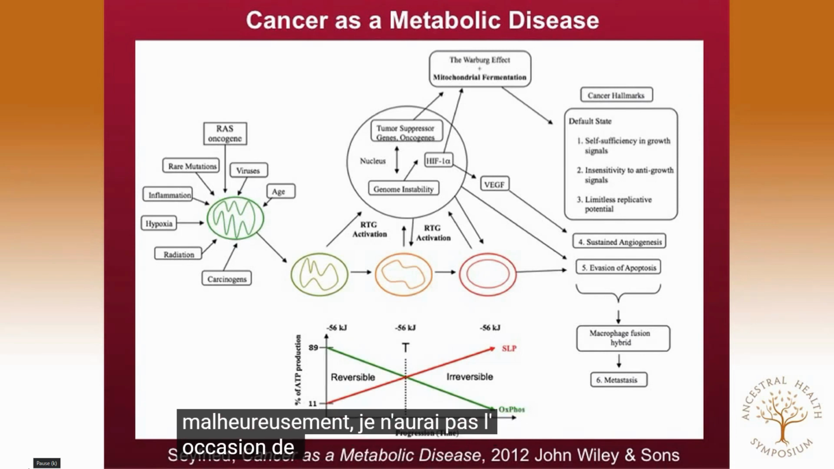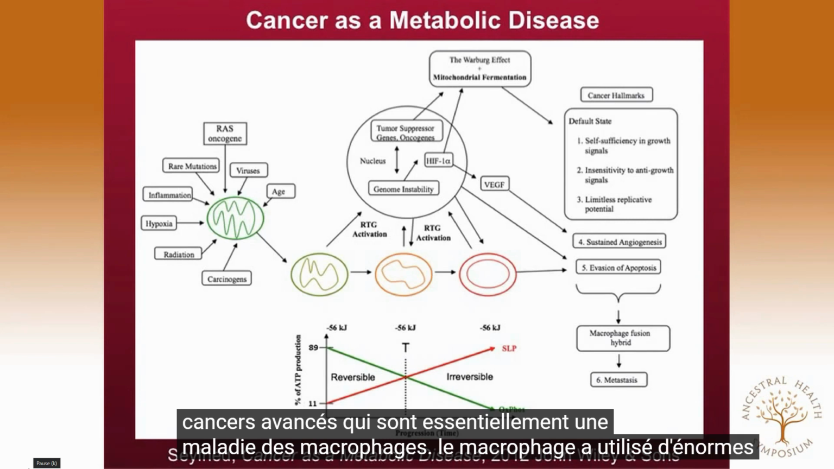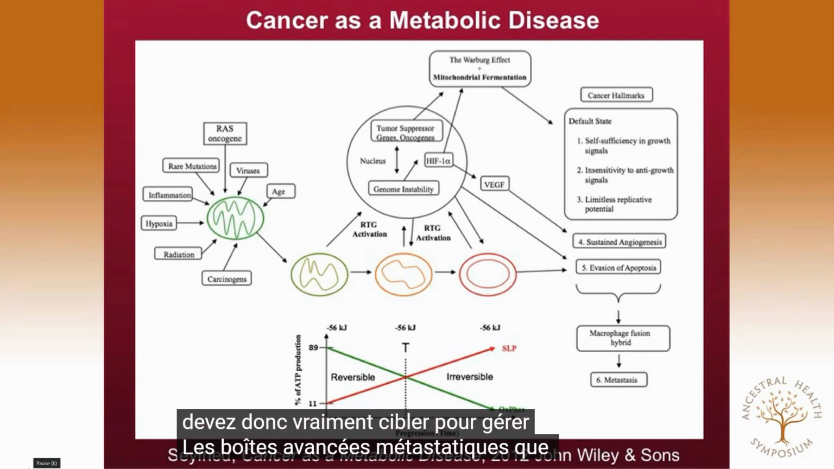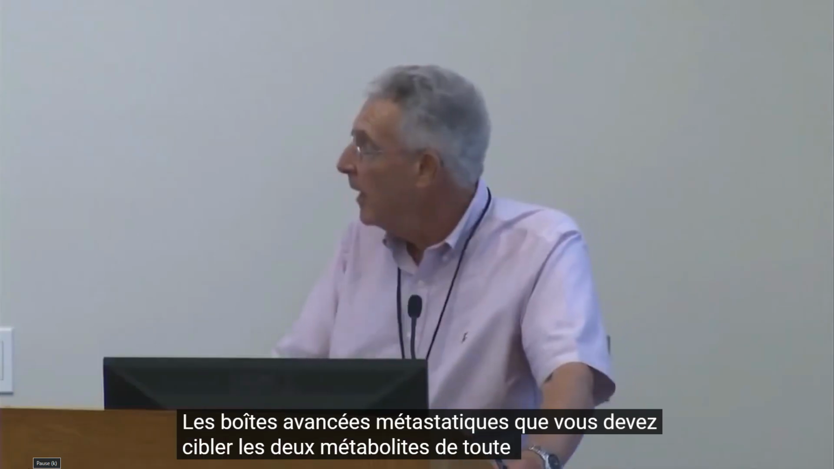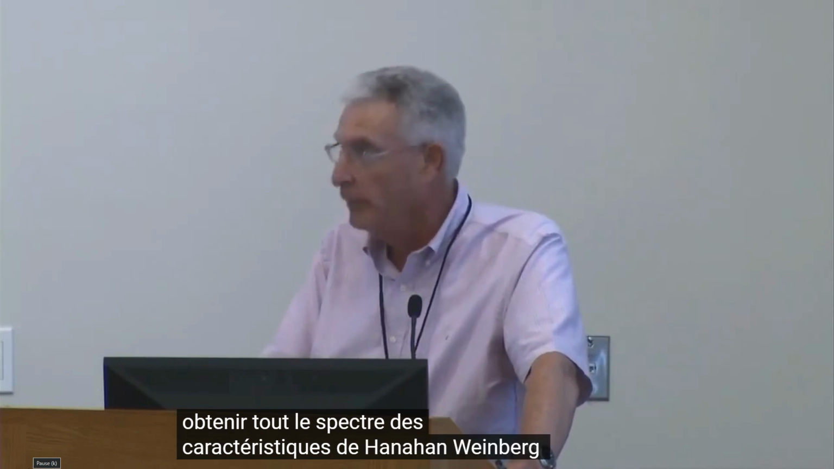Unfortunately, I won't have a chance to talk about advanced cancers, which are basically a macrophage disease. Macrophages use tremendous amounts of glutamine and glucose, so to manage metastatic advanced cancer, you have to target both metabolites. Anyway, you can get the entire spectrum of the Hanahan-Weinberg characteristics following this.